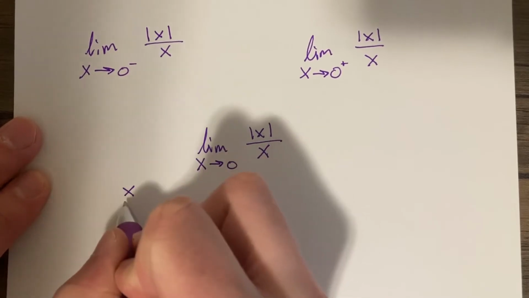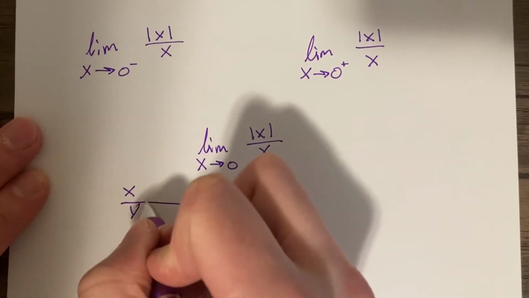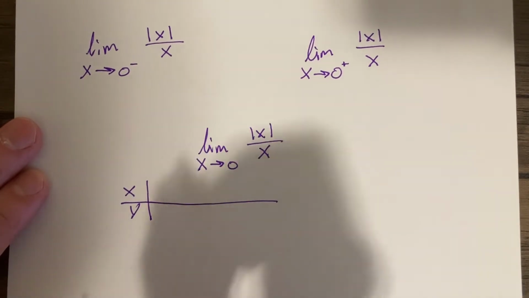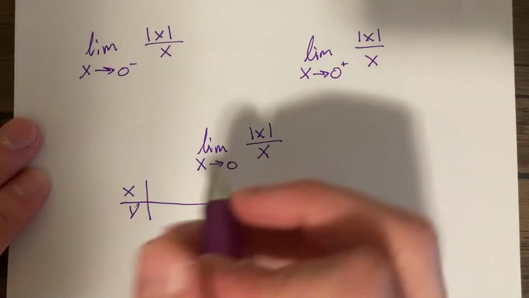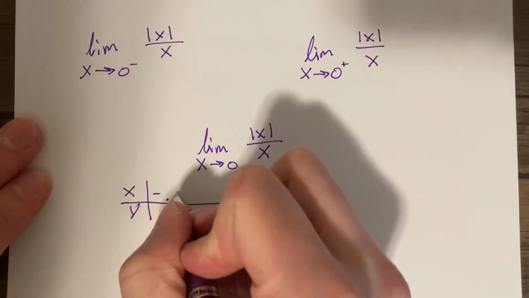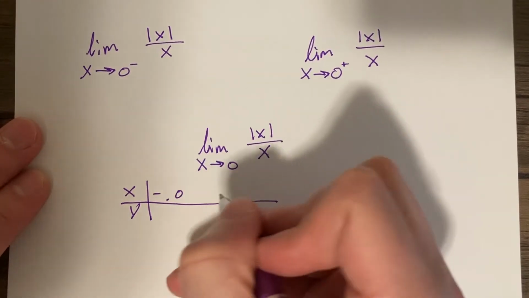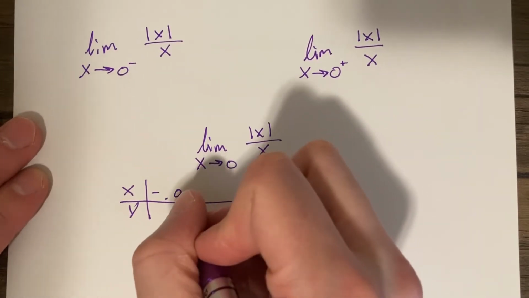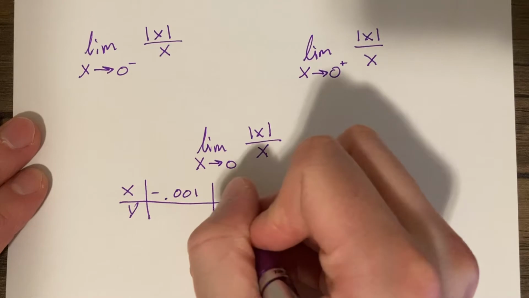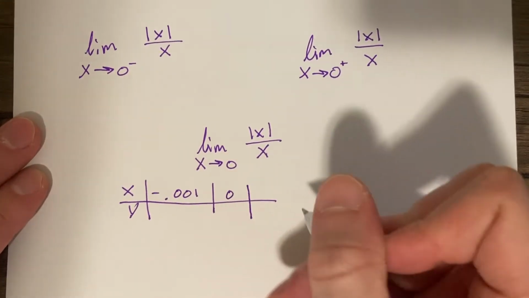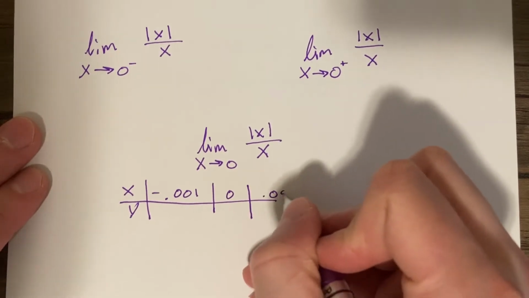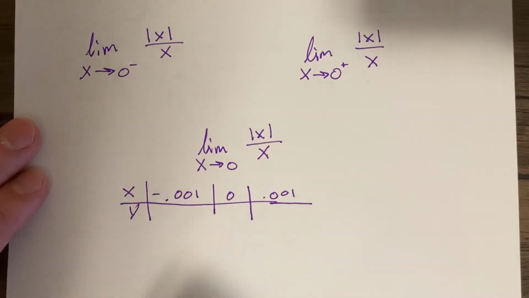Okay, we're going to set up a table. And let's see, we're approaching 0. Let's just plug in negative point. Let's see, last week we were getting pretty close when we were making these tables. So let's just go with that same kind of pattern we had last week. We'll start with negative 0.001 for the left side, positive 0.001 for the right.